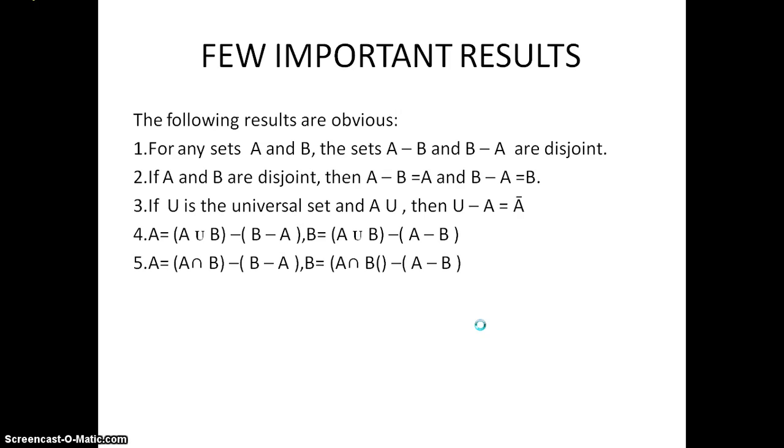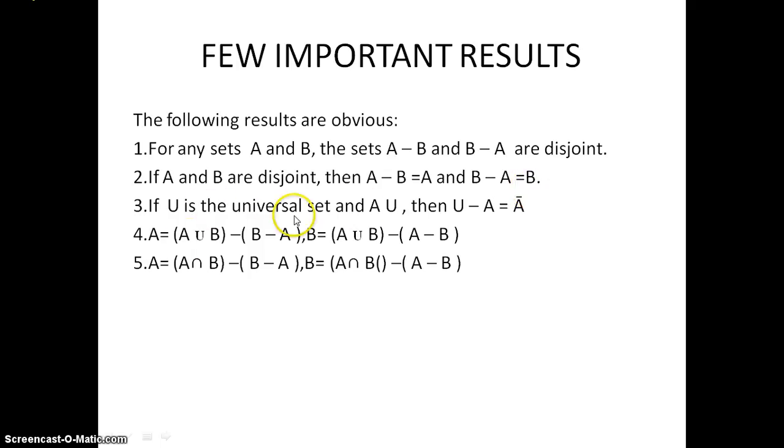Following are a few important results. The following results are obvious for any sets A and B. Sets A minus B and B minus A are disjoint. That is, the relative complement of B in A and the relative complement of A in B are disjoint. If A and B are disjoint, then A minus B is equal to A and B minus A is equal to B.